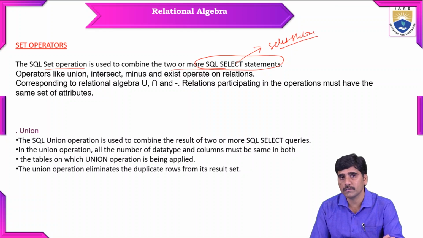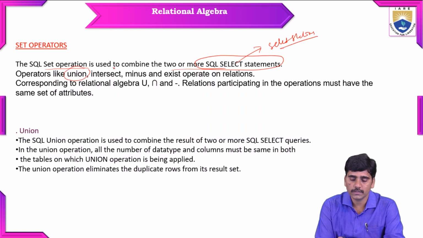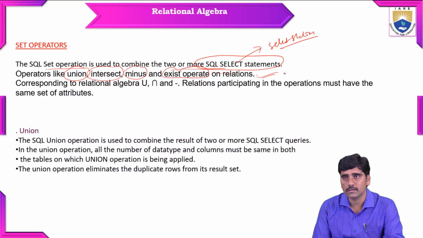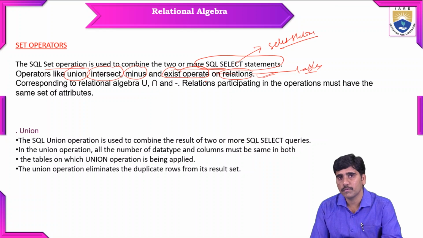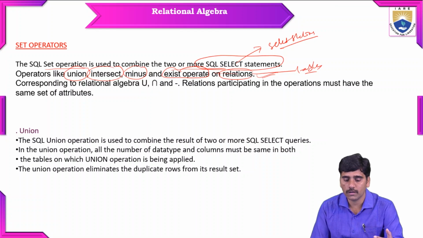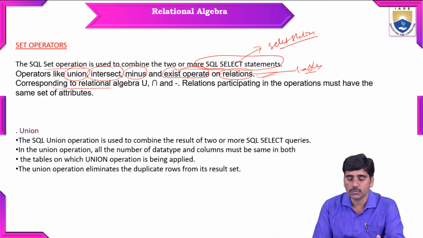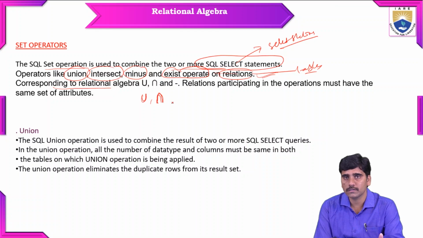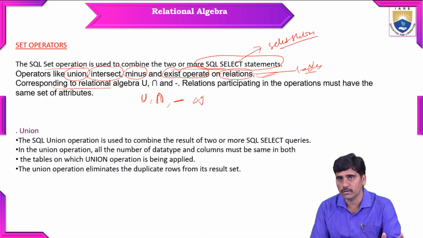To do this, the operators are the union operator, intersect operator, minus operator, and the exists operator on relations. Relations are nothing but tables. So on this, we can perform union for two tables, intersection for two tables, and the minus operation for two tables also. Corresponding to relational algebra, we identify union and intersection by their symbols, and minus as minus, and Cartesian product as cross join.